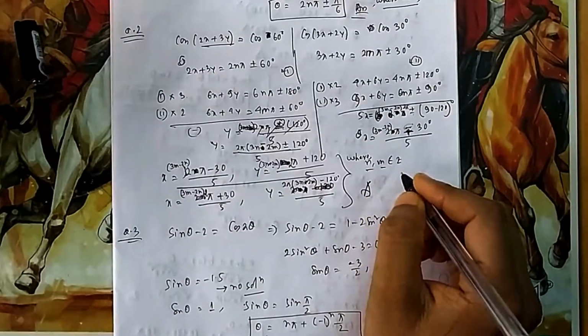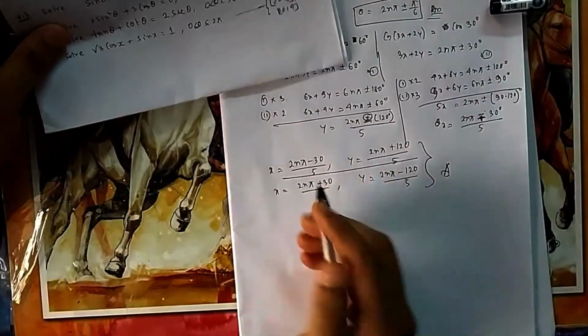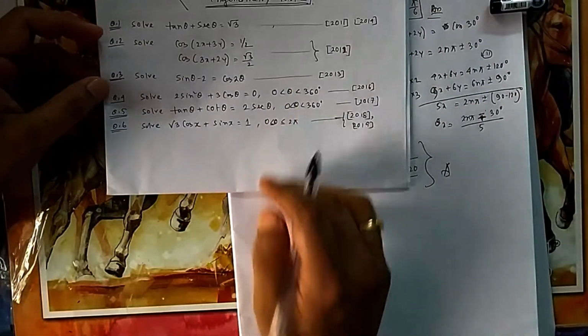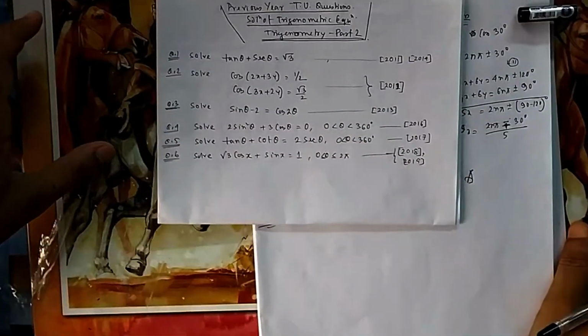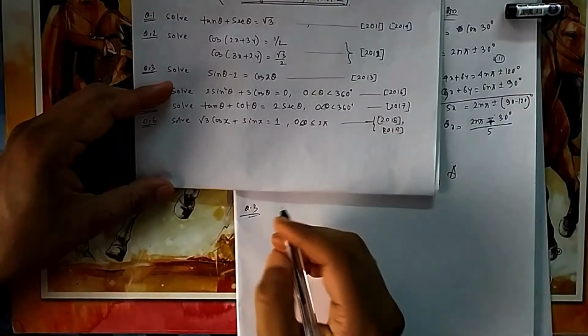where n and m both are integers. Put the values of n, they have not asked you, they have just asked you to solve it. If they ask some range, then you have to put the values of n to get the range, on what interval, what will be the values of theta, for example 0 to 360. We will see when solving this one.